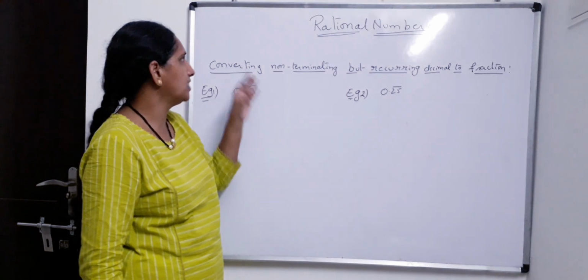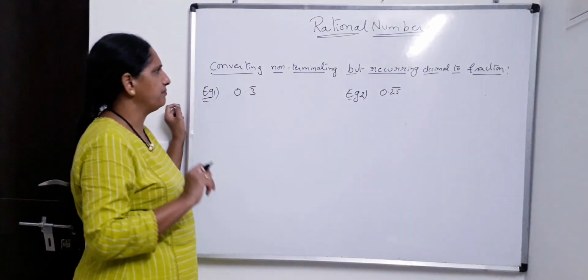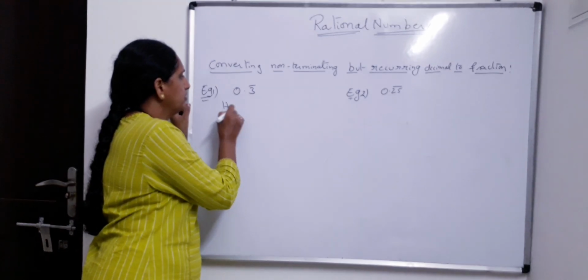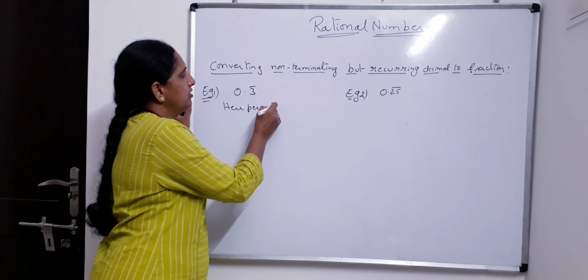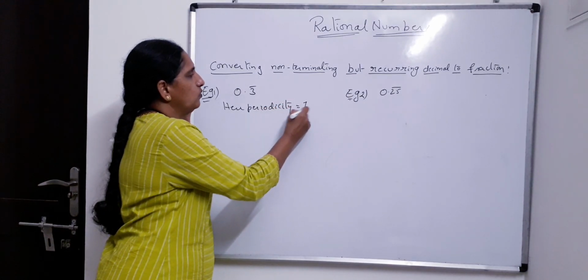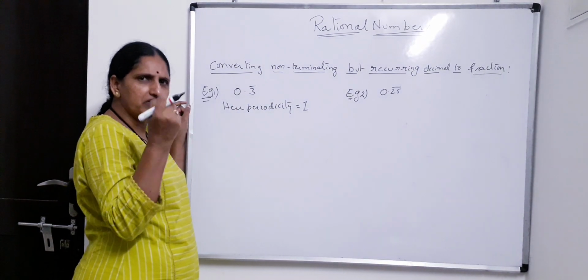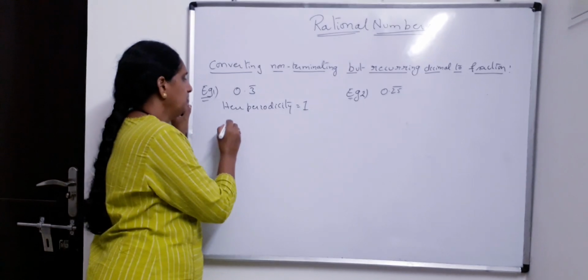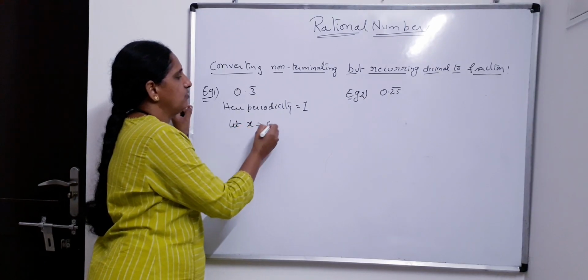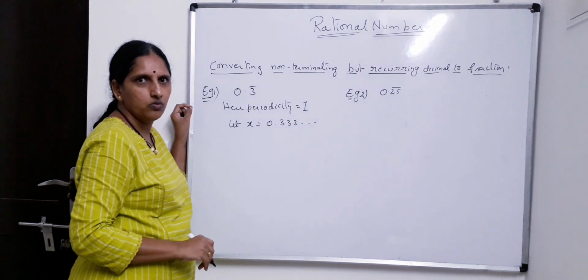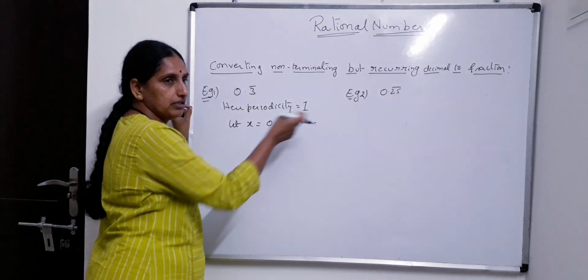So we are going to now see, if it is a non-terminating but recurring decimal, how to convert it into a fraction. Let us do 2 examples here. Example 1, 0.3 bar. What is the periodicity? Here periodicity is 1. So now to solve this, there is again a method for you. Very easy, nothing to be worried about. Now let us take the given number as x is equal to 0.3333 and so on. Yes or no? Absolutely, because 3 is repeated.